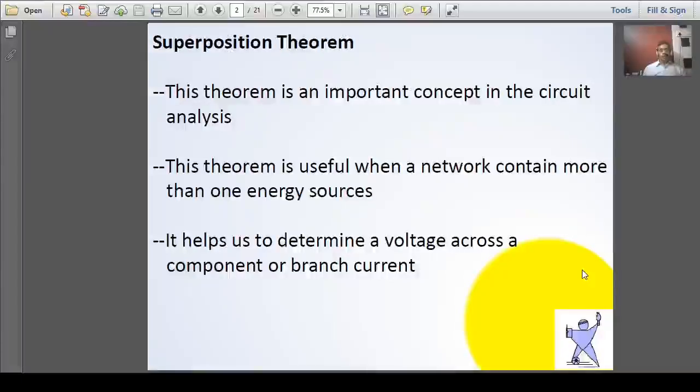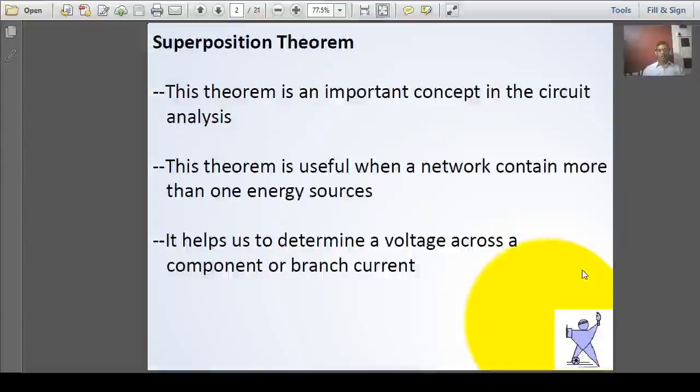The topic of today's lecture is Superposition Theorem. In the previous classes, in the first unit of the BEEE, we learned about the components, linearity, unilateral, bilateral, then Ohm's law, KVL, KCL. Now we are going to start a superposition theorem.